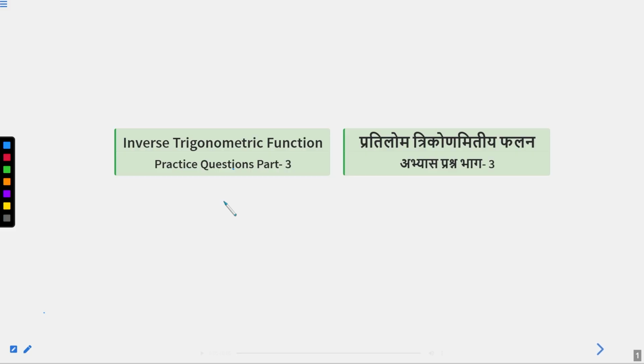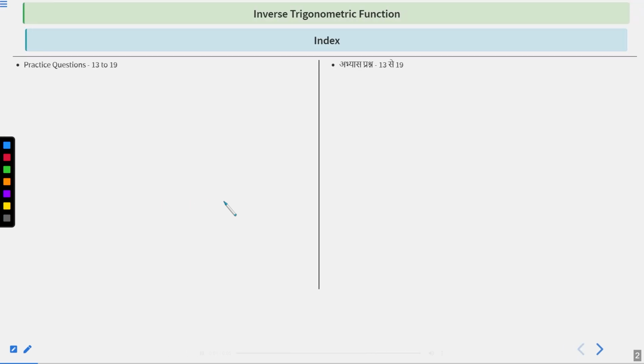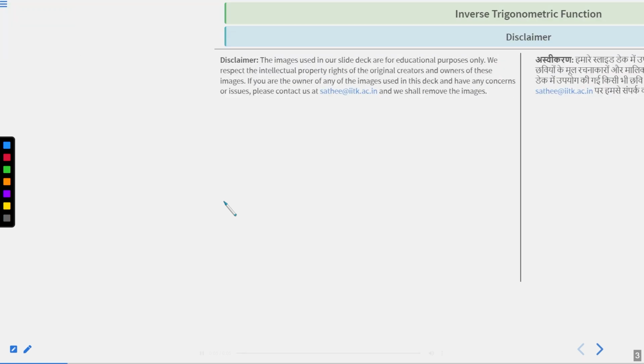So in today's lecture, we will practice some more questions based on inverse trigonometric functions. In this lecture, we will start from question number 13 and we will discuss till question number 19.